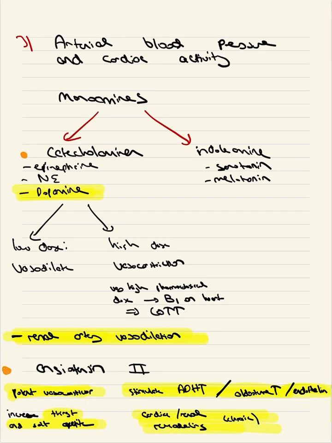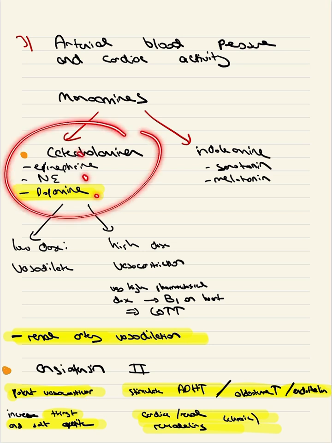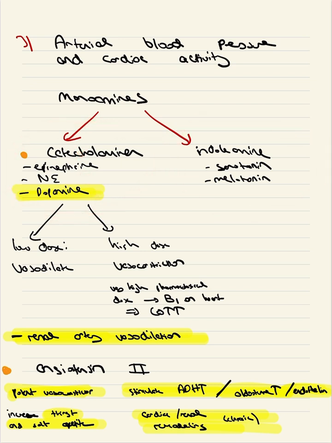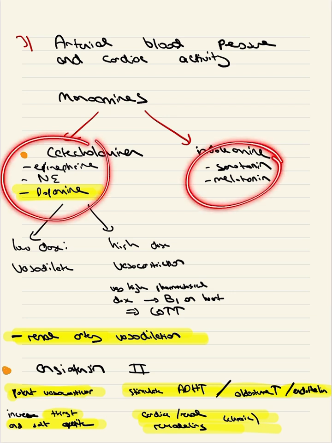Now, for arterial blood pressure and cardiac activity, we have monoamines, and monoamines are categorized in two categories. We have catecholamines, which are norepinephrine, epinephrine, and dopamine, and indoleamines, which are serotonin, and melatonin is made from serotonin. So these are made from tryptophan, these are made from tyrosine, remember that.